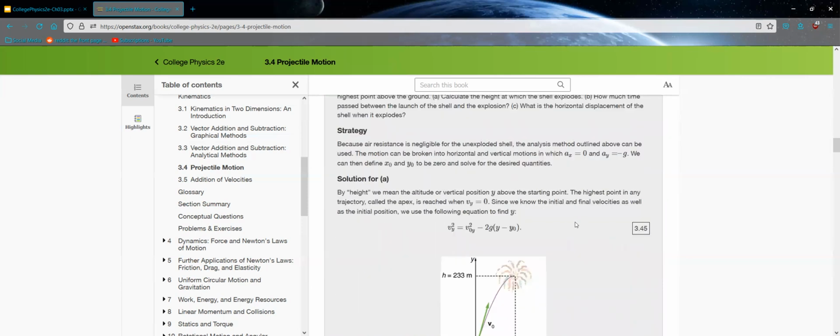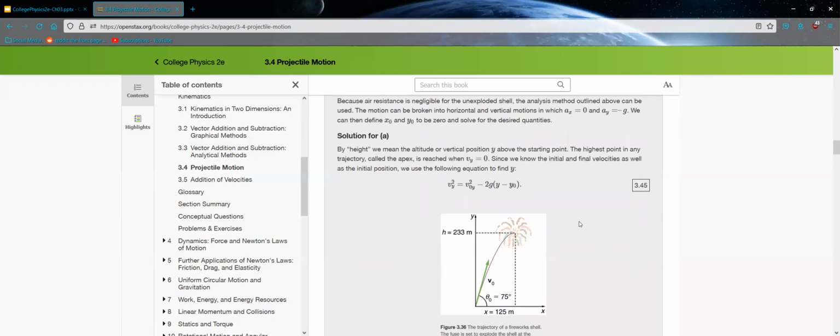So, by height, we mean the altitude or vertical position of y from the starting point. Y is height by convention, so we treat all the y's in the equations as referencing height. The highest point in any trajectory, called the apex, is when the velocity at y equals 0.